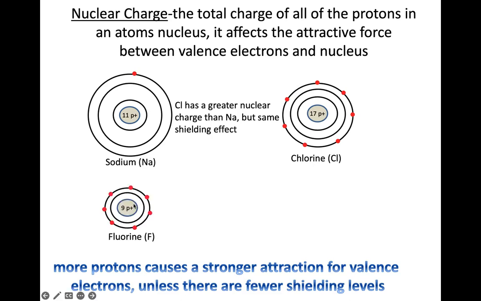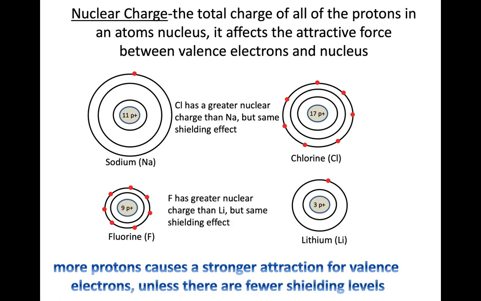Fluorine, right? When we look at fluorine, the shielding effect for fluorine is different than sodium or chlorine. But if we compare that to lithium, fluorine and lithium have the same shielding effect. However, fluorine's a smaller atom because the attractive force for the distance between the protons and the valence electrons is affected by the total protons in the nucleus. So we would say fluorine has greater nuclear charge than lithium, and they have the same shielding effect.